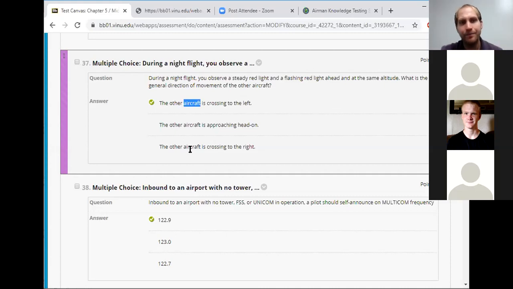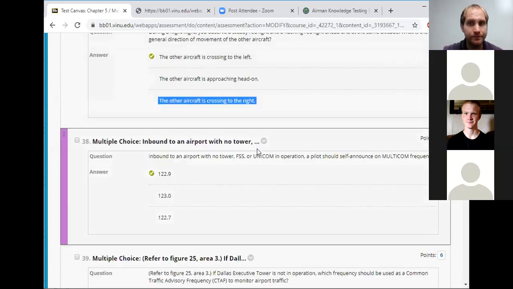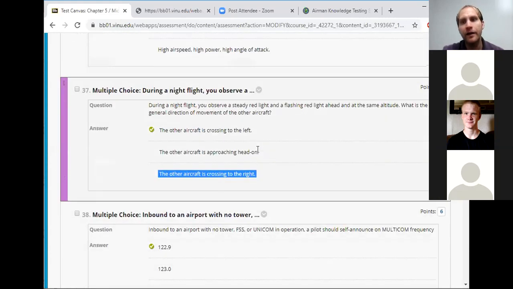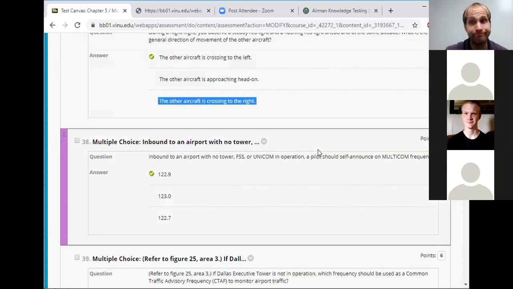Answer choice C, if the aircraft was crossing to the right, from your left to your right, you would see more of the green steady light, not the red. How can you remember this? I feel like I've heard people talk about how your heart is on your left side of your body. So your red nav light, your red nighttime wingtip light, is on the left side of the aircraft.